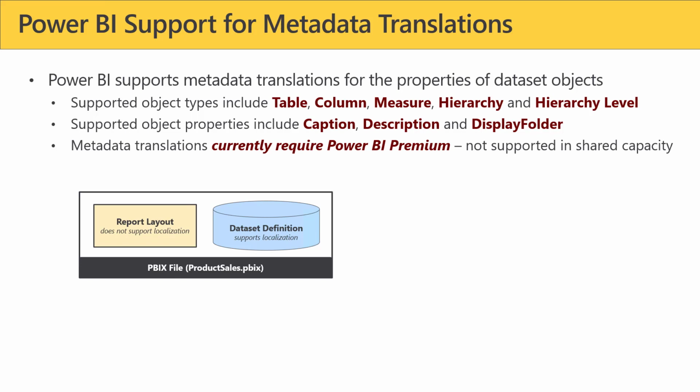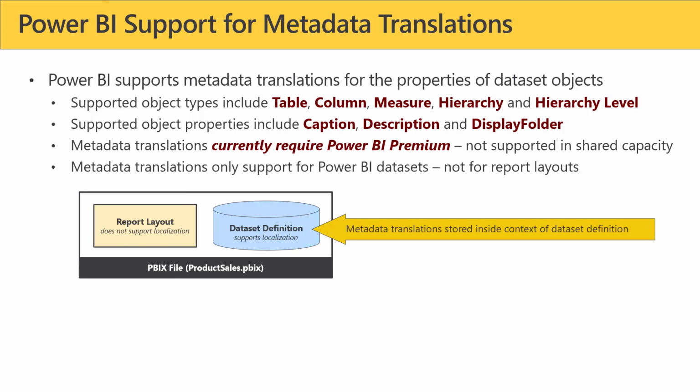Now, what you'll see is that working with metadata translations today, as of January 2023, are only supported in workspaces associated with a premium capacity. It can be a P SKU, an A SKU, an EM SKU. It's just you can't run these reports in the shared capacity. And kind of the low level explanation is it just doesn't have the plumbing to support the loading of the metadata translations.